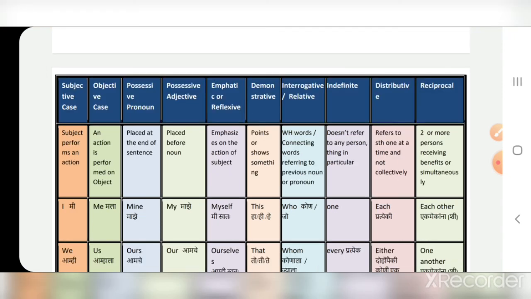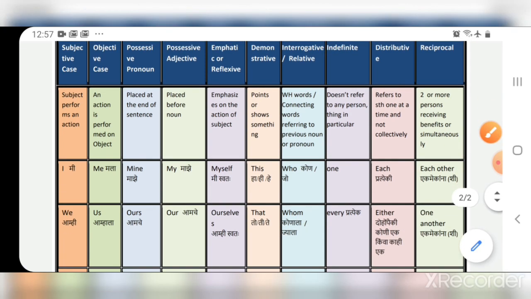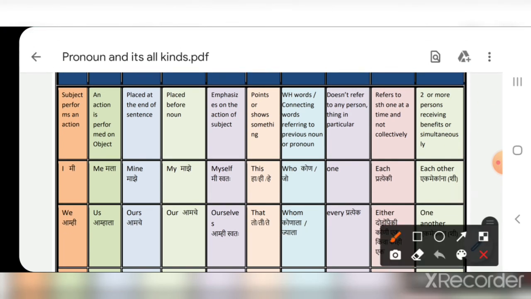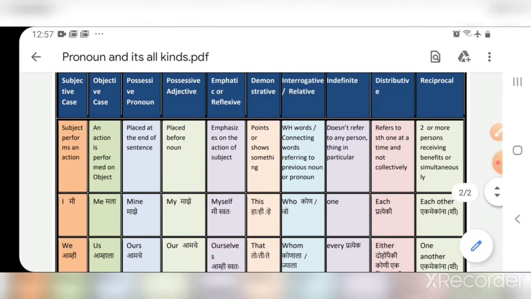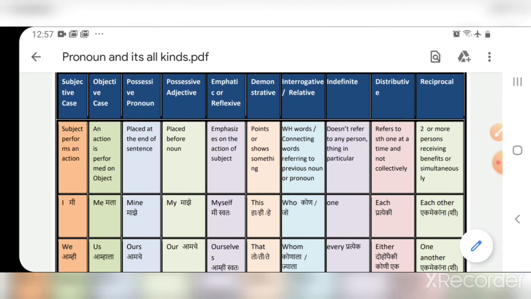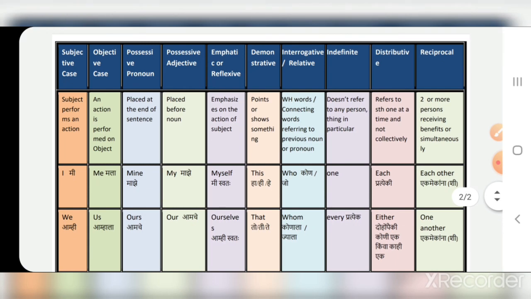Now let's learn reciprocal pronouns. In this, each other and one another. These both reciprocal pronouns are mostly used. Here, in this type of pronoun, two or more persons receive benefits simultaneously. That means they are in a mutual relationship, both the participants are. So that is a reciprocal pronoun.